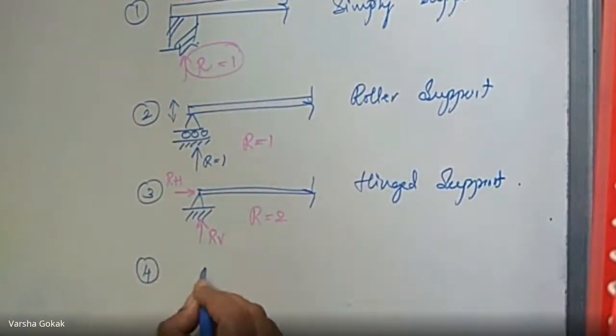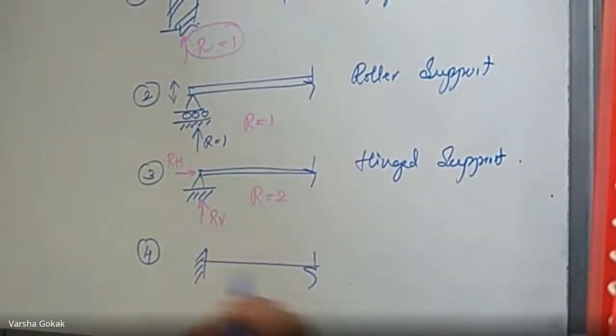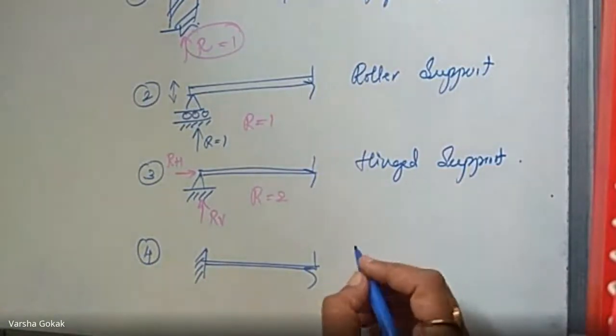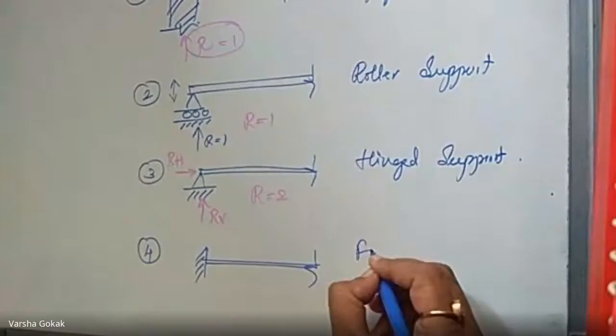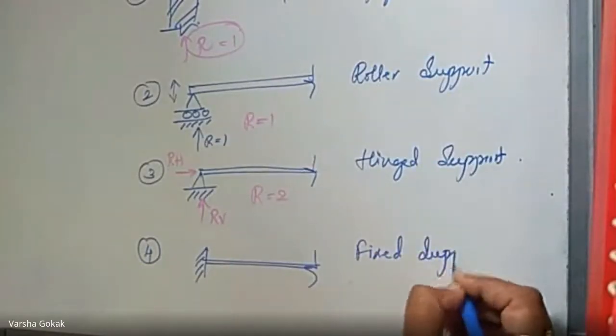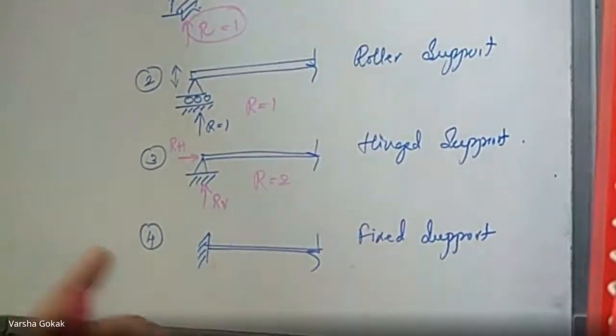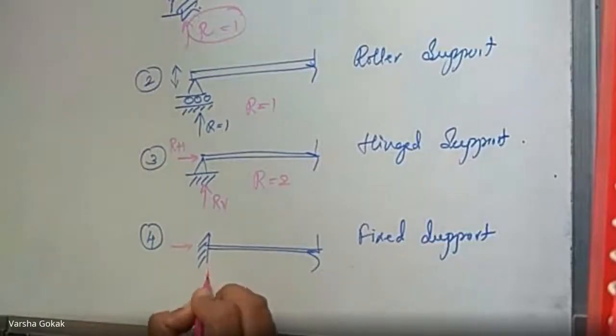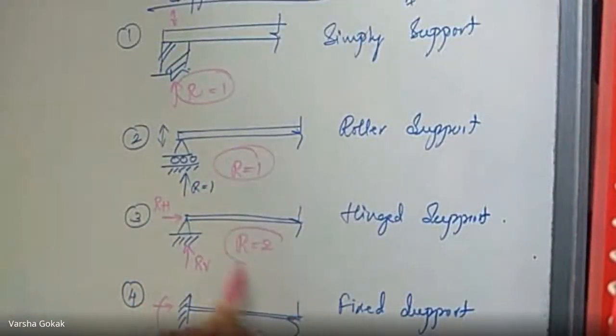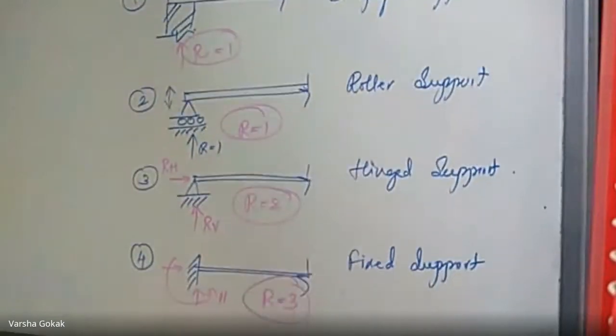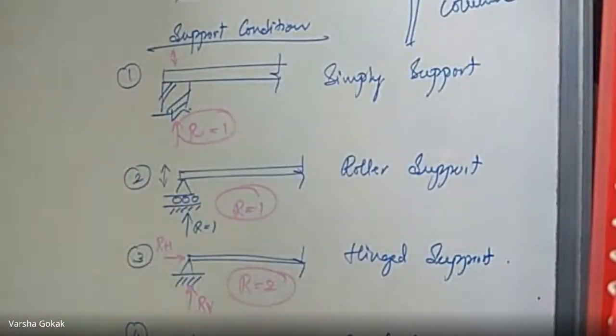Lastly, what type of support is this? It's a cantilever beam, agreed, but what is the support name? Fixed support. Yes, this is a fixed support. And the total number of reactions here is 3: a horizontal, a vertical, and a moment M. So R is equal to 3. Now you have seen the total number of reactions in each of these cases. These are your types of supports.